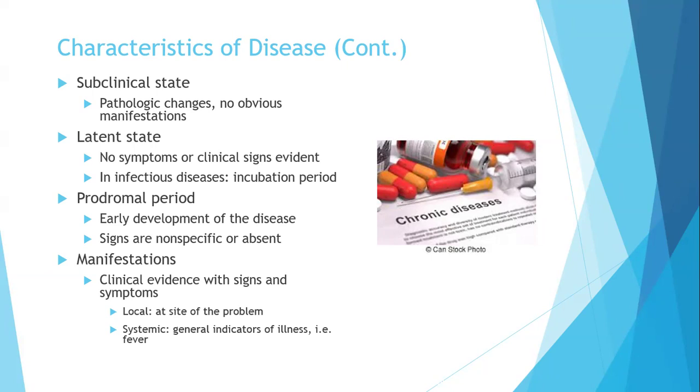So signs and symptoms, clinical evidence, is something you can measure or see or report clinically. Manifestations can be local at the site of a problem, or they can be systemic, like a fever is a systemic manifestation. So local manifestations can be things like redness and swelling at the site of the problem, or fever, malaise, headache, those systemic sort of symptoms. So once it gets to the point where you can report it or measure it, it's a manifestation.